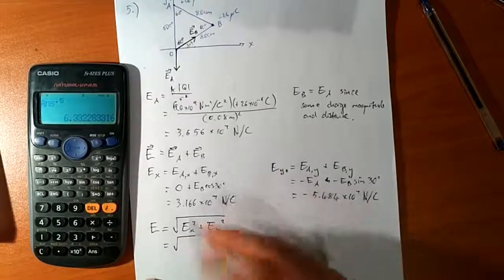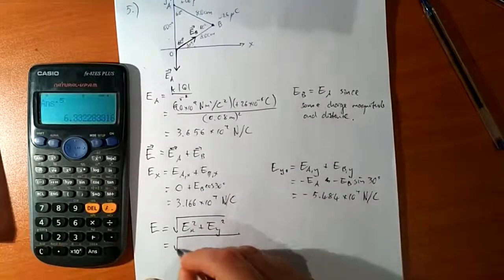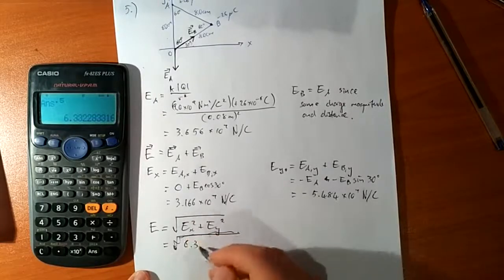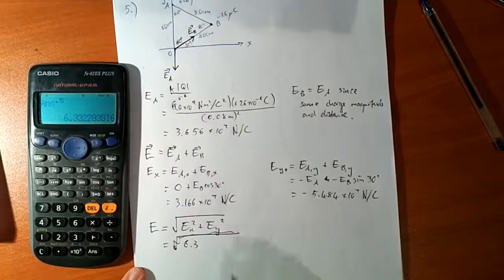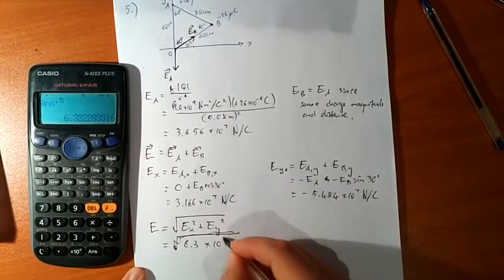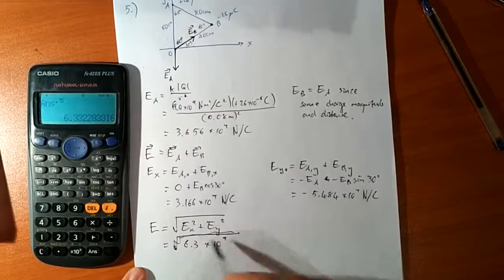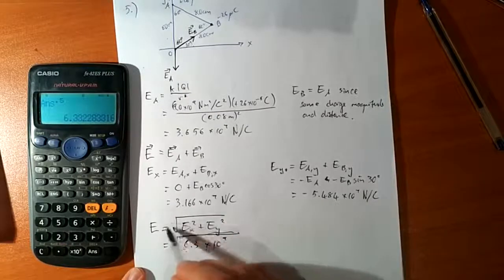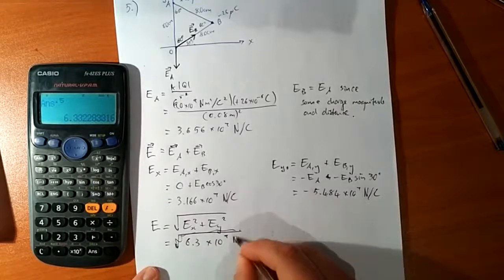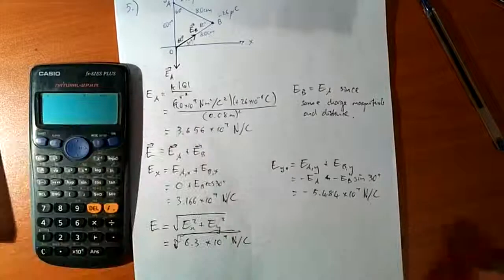Okay, now let's just write the answer. 6.3. Okay, so this is a final answer, the magnitude. I'm just going to provide two significant figures. So 6.3 times 10 to the 7. I just took out 10 to the 7 as a common factor, it's just a shortcut. And this is going to be newtons per coulomb. Okay, so that is the magnitude.